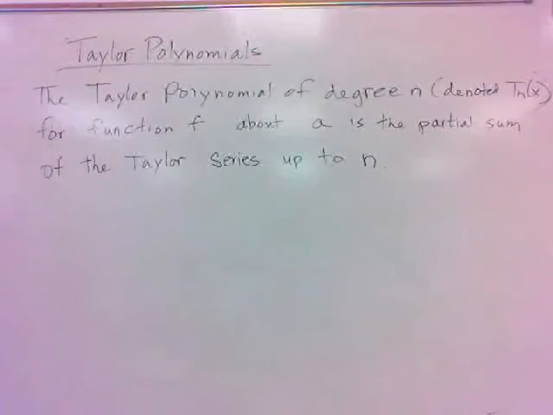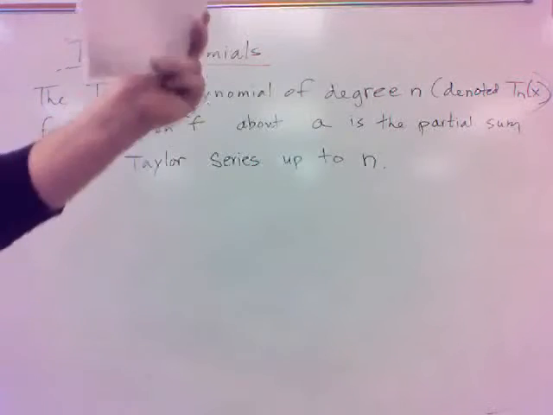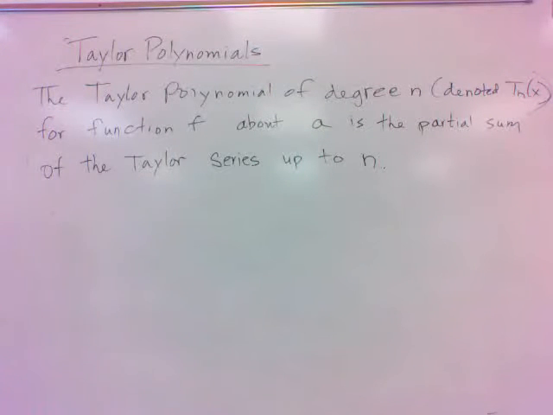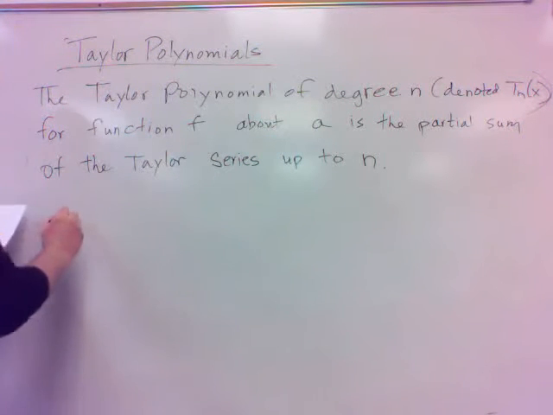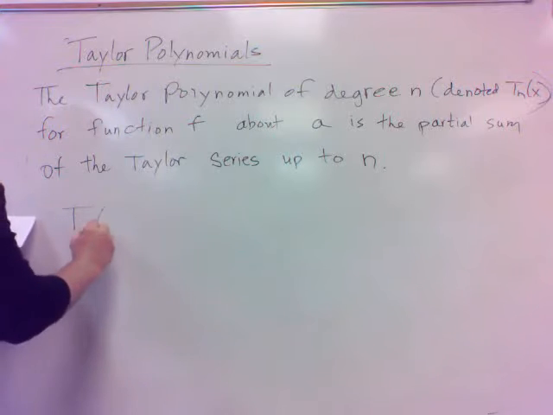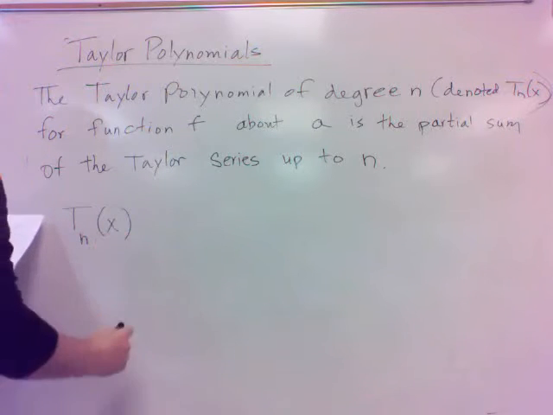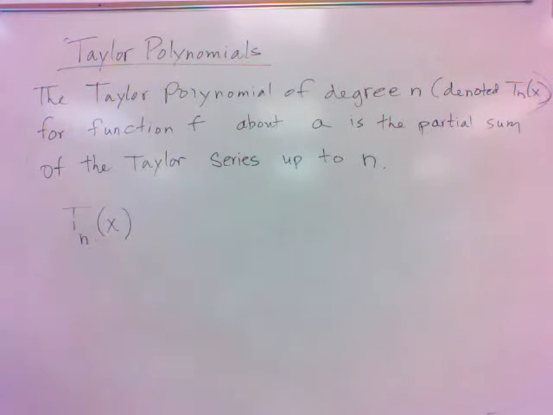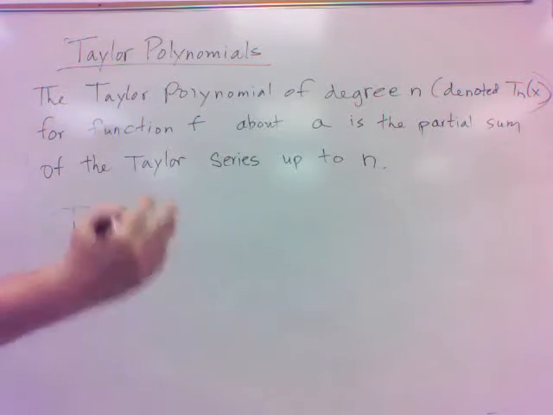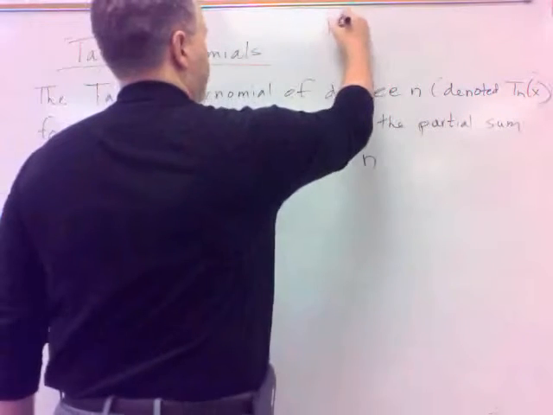So basically, we're going to take the infinite Taylor series, and we're going to cut it off at a certain value of n. And that's going to be called a Taylor polynomial, because you'll see why if we write it out. A Taylor series represents a function.